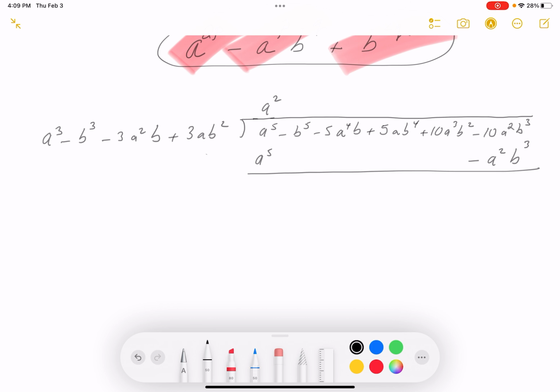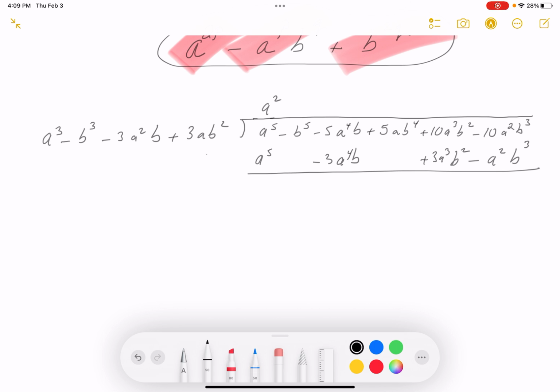All right, let me go to the next one. What's the next one going to be? Minus 3a to the fourth. What's the next one going to be? Plus 3a cubed b squared. And now I'm going to subtract.